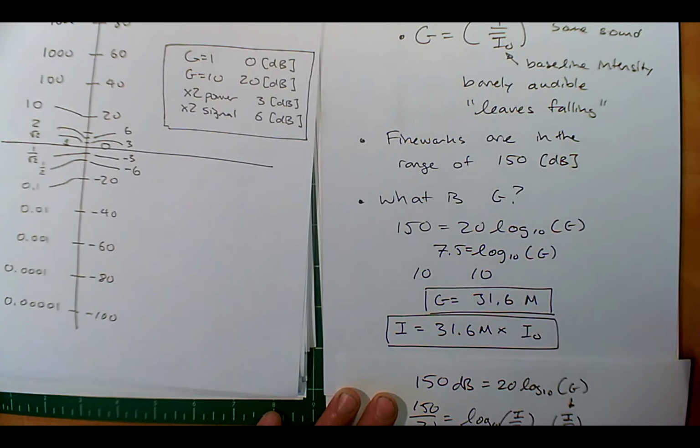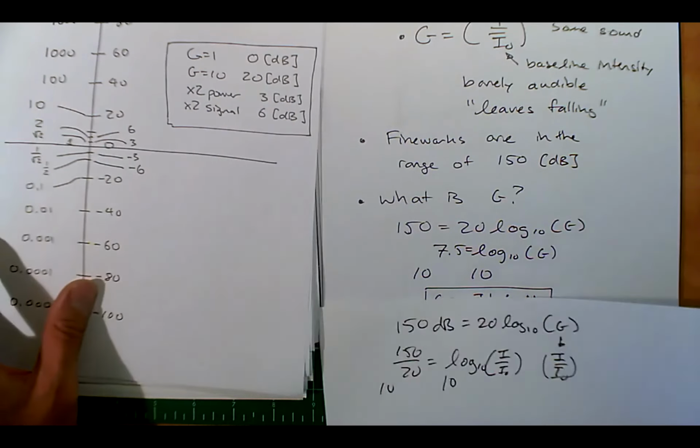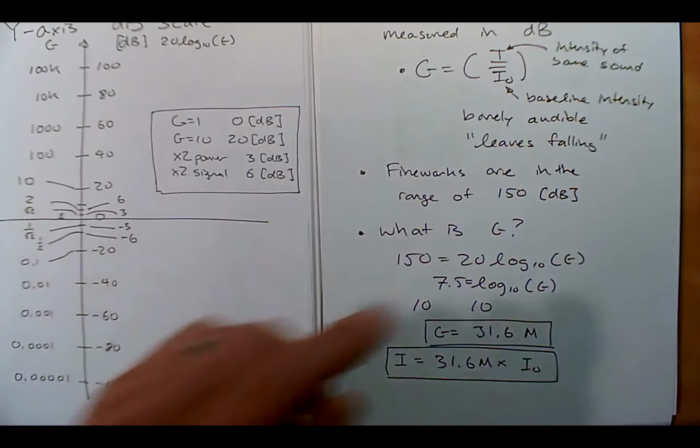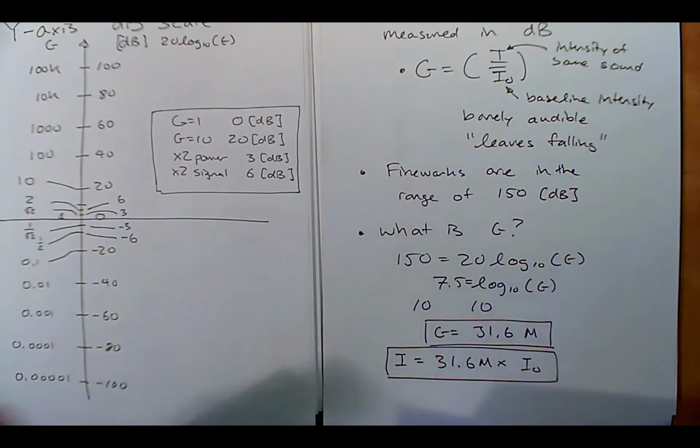So that's the idea of a decibel system for sound. It's actually a ratio, and it's comparing to the baseline intensity. Hope you learned something new there.